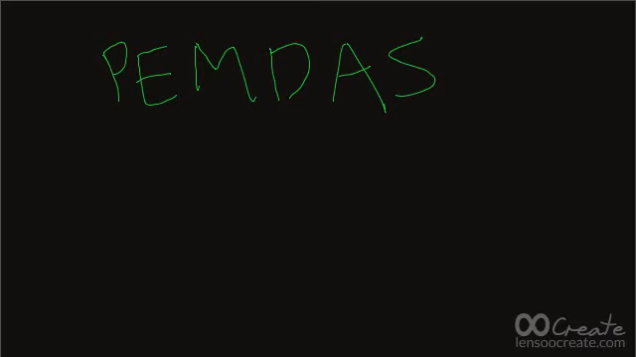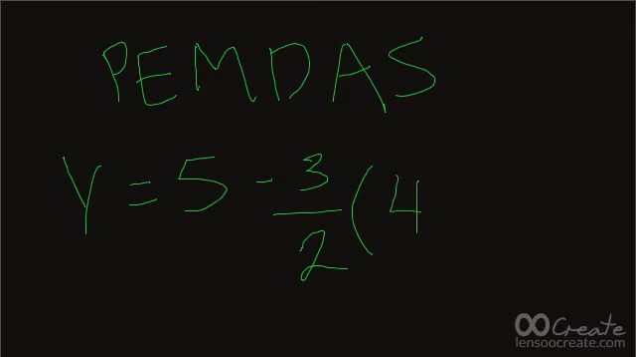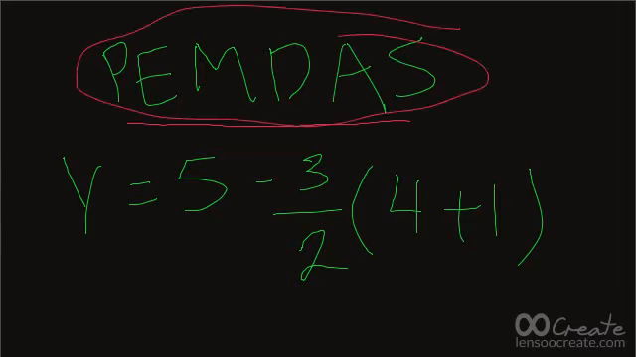And to explore the concept of PEMDAS, I'm going to solve the problem y equals 5 minus 3 over 2, parenthesis, 4 plus 1, parenthesis. Now, PEMDAS, just to give you a bit of an introduction, is the set of rules that's used to solve a math problem. Because if you didn't have a set of rules, then everybody would solve the problem a different way and get a different answer. So we're going to use these set of rules to solve for y.